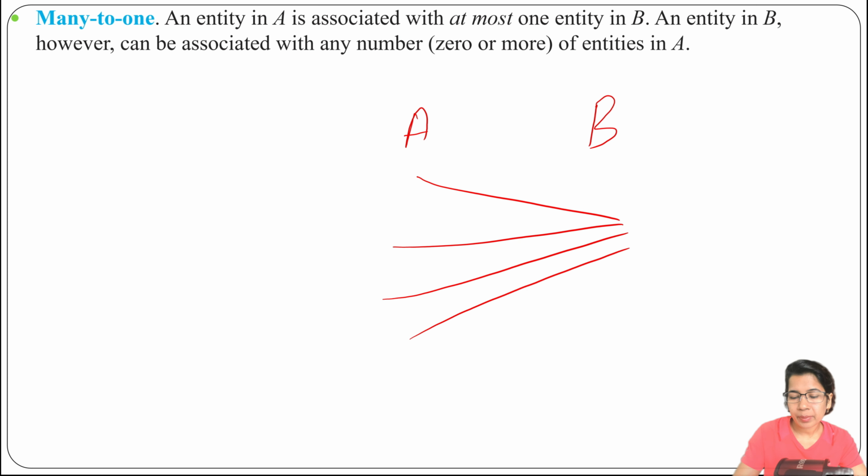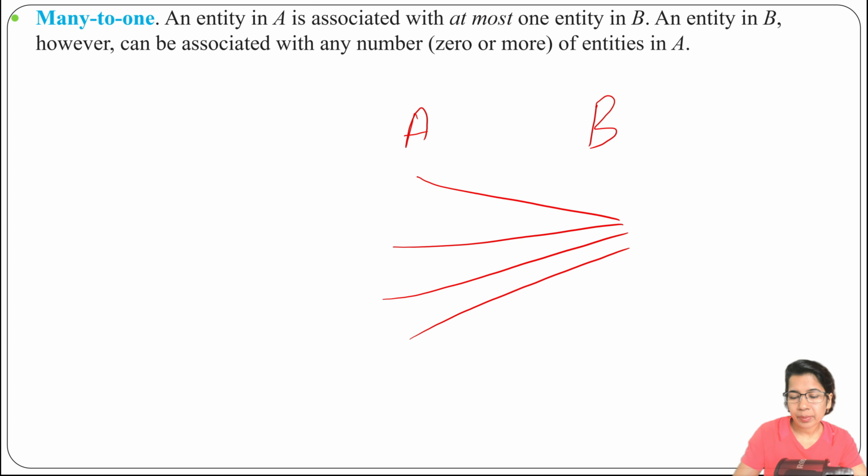Next we will discuss the many to many relationship. In a many to many relationship, multiple entities of A can be associated with multiple entities of B. Also, multiple entities of B can be associated with multiple entities of A. So an entity in A is associated with any number of entities in B, and an entity in B is associated with any number of entities in A, then that is many to many mapping. So we discussed four types of mapping: one to one, one to many, many to one, many to many.